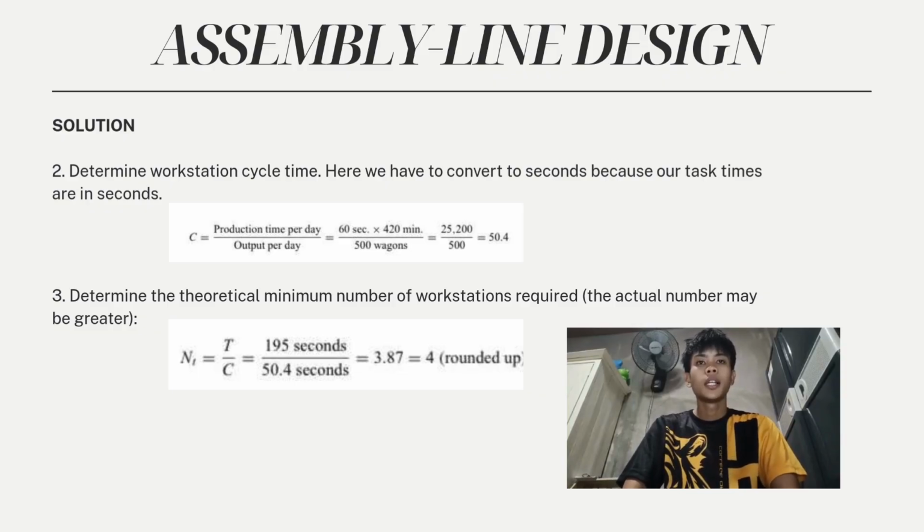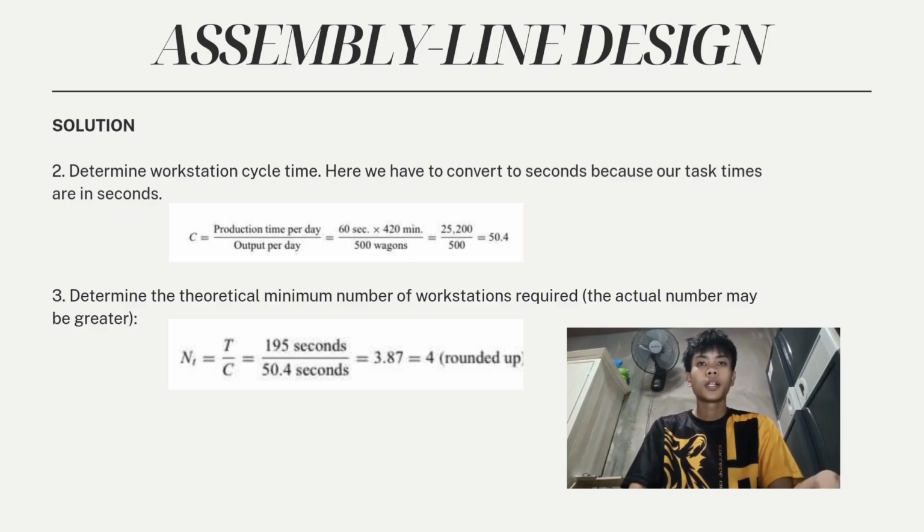Cycle time calculation. Convert the daily production time, 7 hours times 60 minutes times 60 seconds, equals 25,200 seconds, and divide it by the daily output of 500 wagons. The formula is C equals 25,200 over 500, which equals 50.4 seconds. This C represents the maximum time each workstation can take to complete its task.